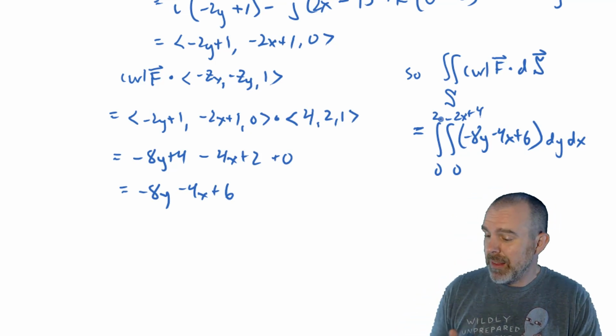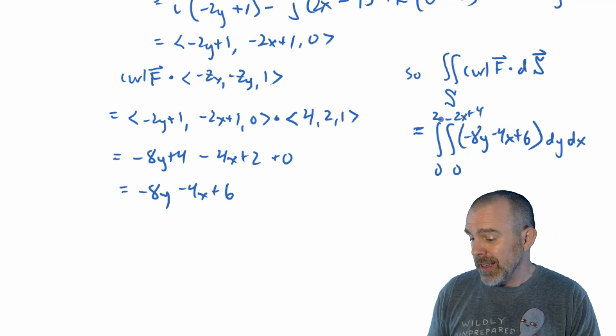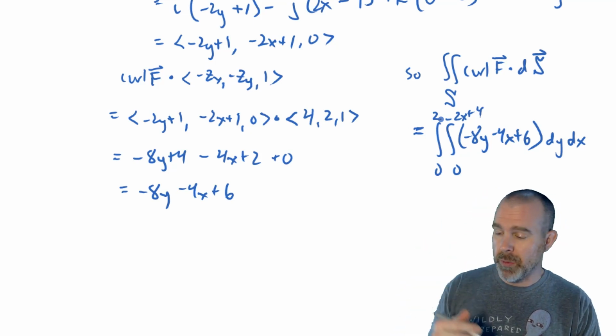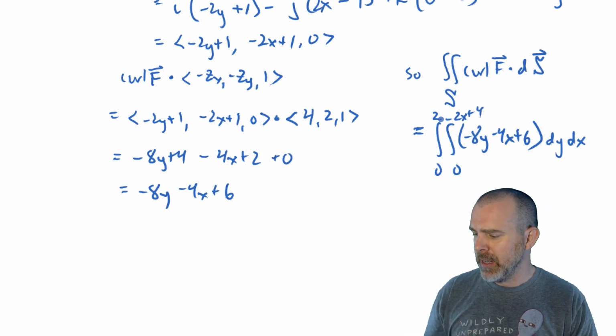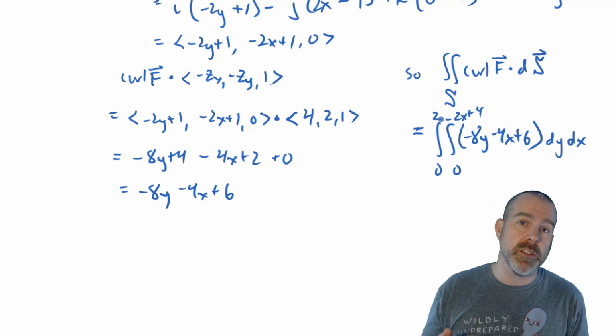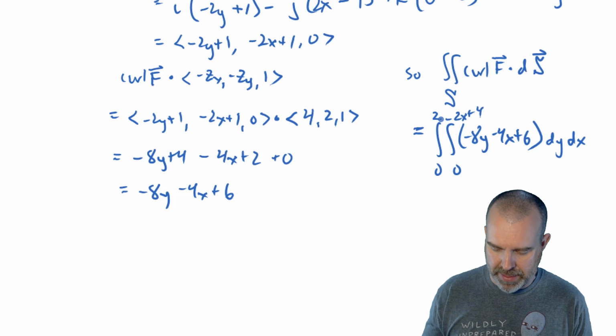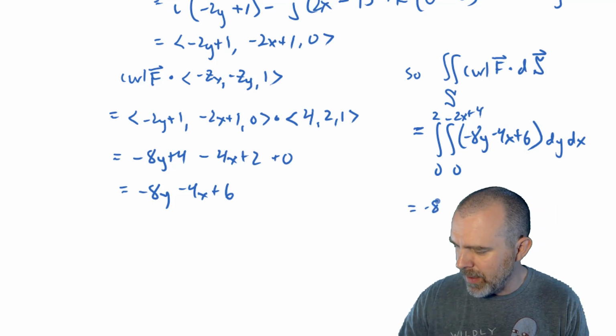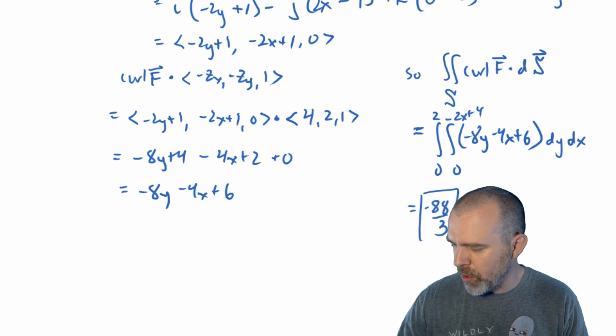And at that point, I mean, we did a lot of work to get here. Maybe the 3 line integrals would have been easier, but that would be pretty tedious, finding all those cross products and all that. So from here, this is a relatively simple double integral. I have the answer written down here. It is negative 88 thirds.